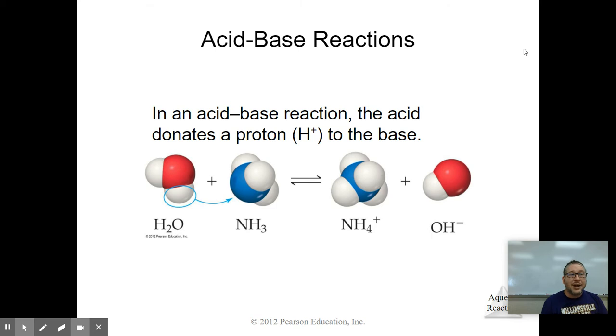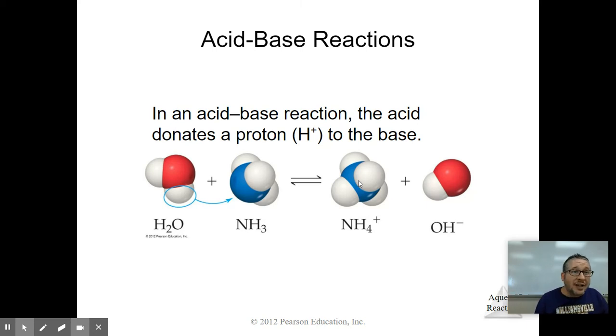In an acid-base reaction, the acid is going to donate a proton or a hydrogen ion to the base. And in this situation where we have ammonia reacting with water, water in this instance would be more acidic than ammonia. Therefore, the water is actually going to act like an acid and donate a hydrogen to where now we have hydroxide and ammonium. Okay, but that's not always what happens.